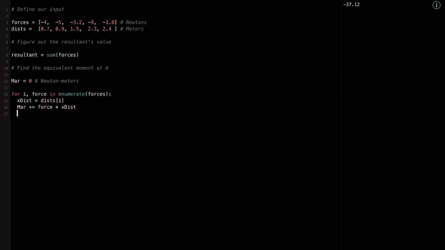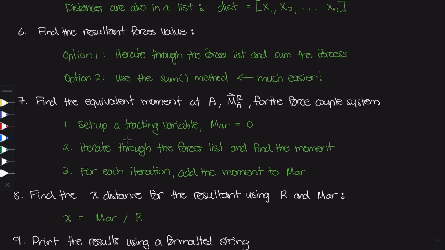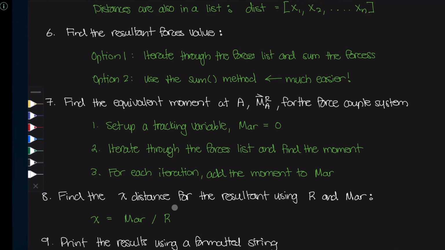Now, the last couple things to do, if we look back at our algorithm: we set up a tracking variable, MAR, we iterated through each one of those forces, and then we added that moment to MAR, and we found a final value of MAR. Now, the next step was to find the x distance for the resultant using R and MAR. That was pretty simple. We just take MAR divided by our resultant value.